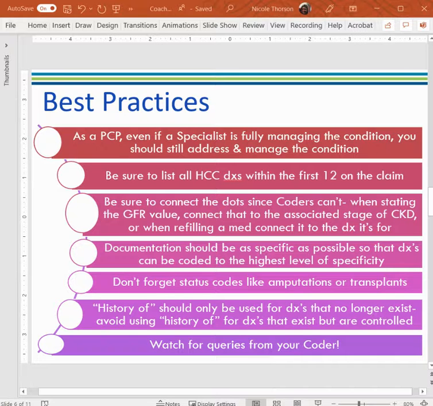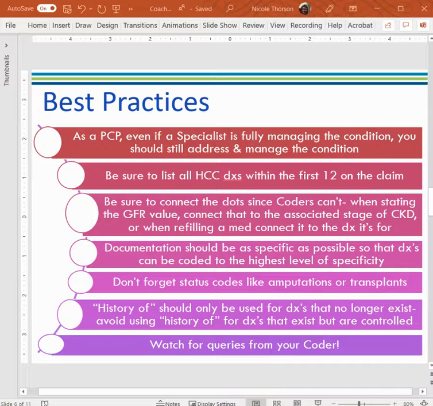Be sure to list all HCC diagnoses within the first 12 spots on the claim when possible. Be sure to connect the dots since coders cannot. So when you're stating the GFR value, connect that to the associated stage of CKD. Or when refilling a medication, document that it's for the diagnosis that you're prescribing it for.